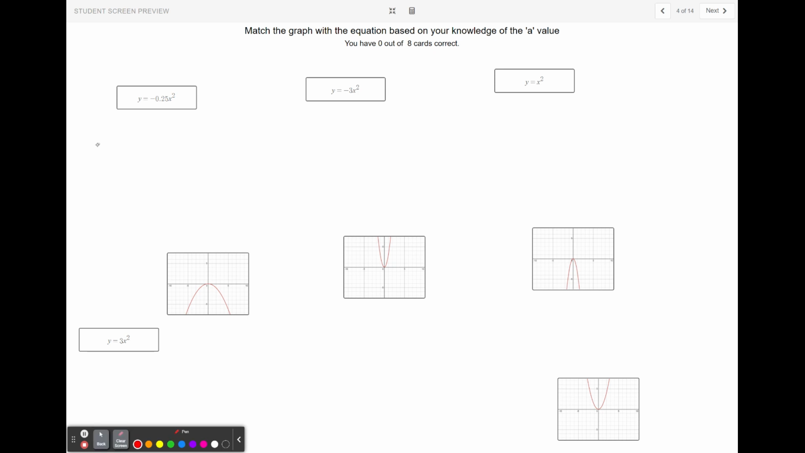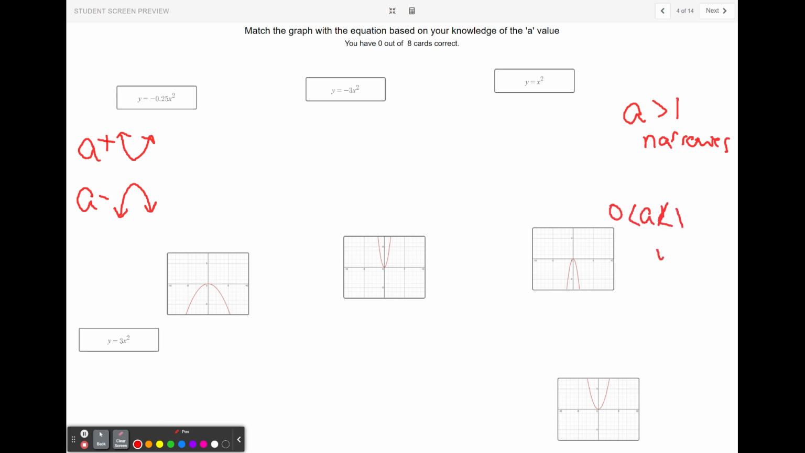Now, for the a value, if the a is positive, we know that the graph is facing upward. If the a is negative, the graph is pointing downward. What students are struggling with is that when a is greater than 1, it's actually more narrow. You want to think it means wider, but it means it's getting closer and closer to y. When a is between 0 and 1, that's when it looks wider.